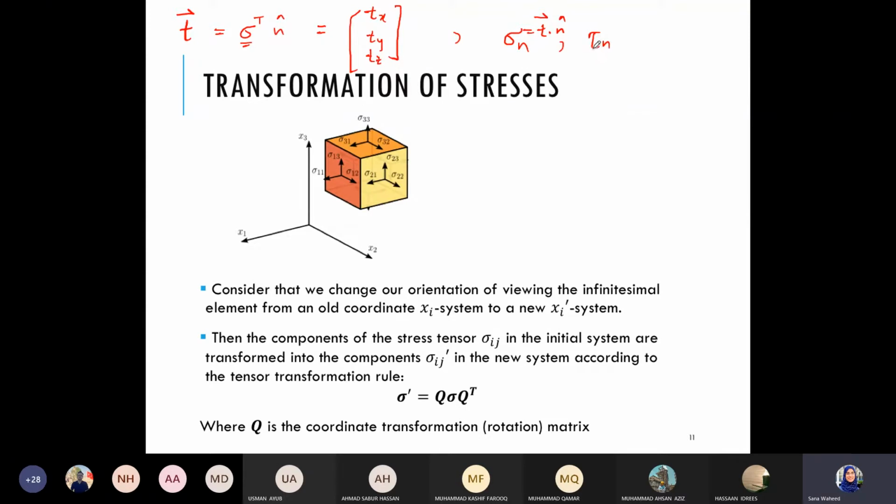That is why the easy way that people use, which is essentially why we make use of the stress tensor, is this idea of the transformation of stresses. Now let me explain that.